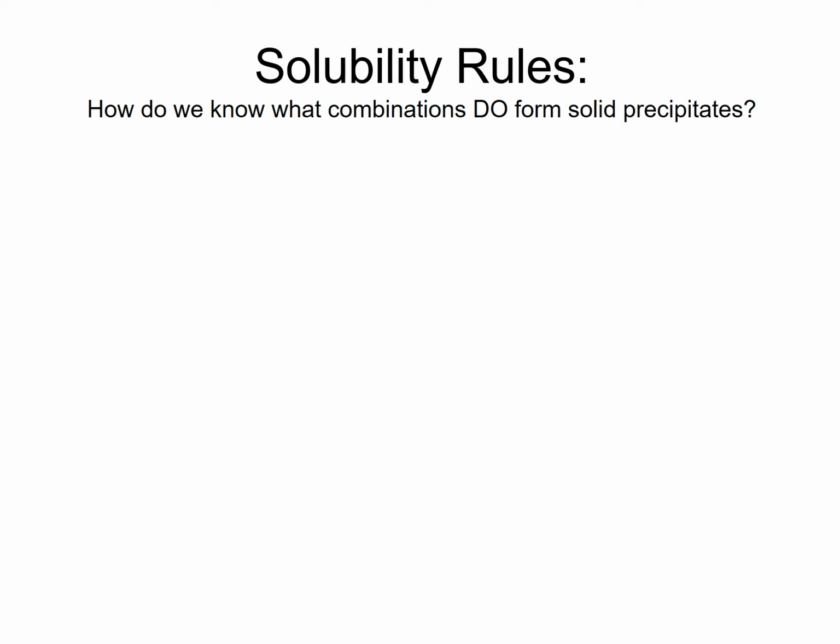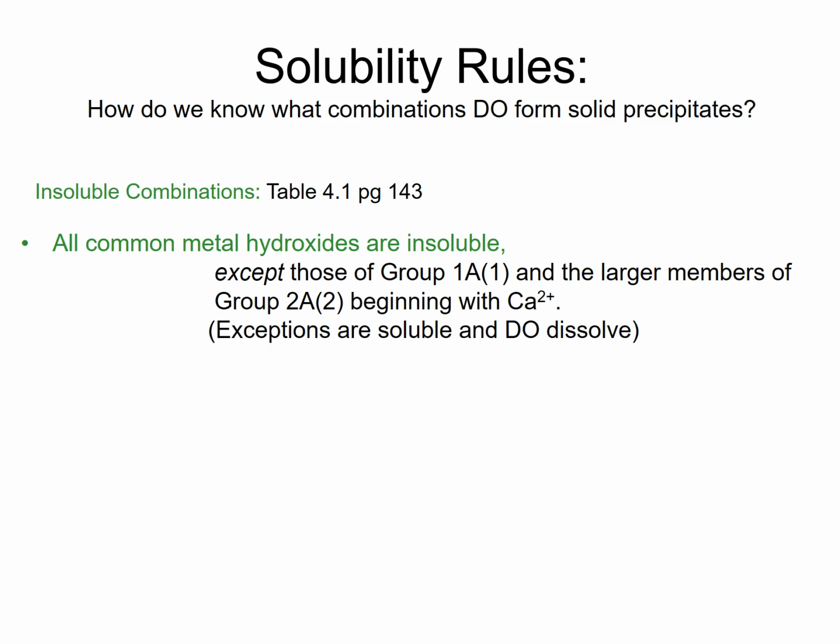Well, let's look at the solubility rules again, this time from a different point of view. Let's look at the combinations that do form solid precipitates. Change in point of view. From table 4.1 in your book on page 143, one of the rules is that all common metal hydroxides are insoluble. Now, a hydroxide is an OH, and a metal could be, say, copper. And copper hydroxide, CuOH, would be an insoluble combination. That means that if you got the copper together with the hydroxide, they would pair up and they would form a solid that would sink to the bottom of the container and continue to be insoluble.